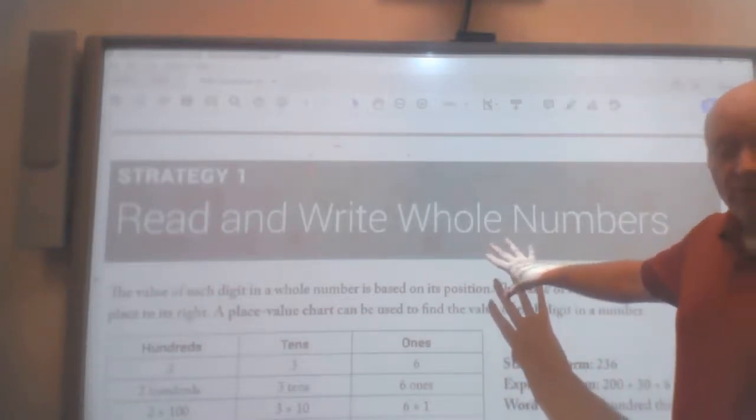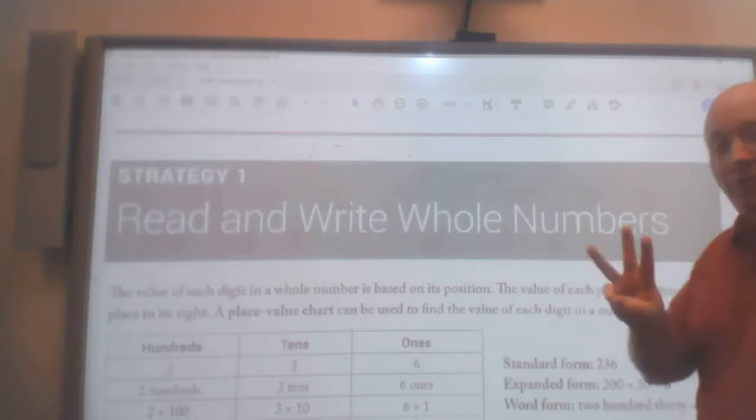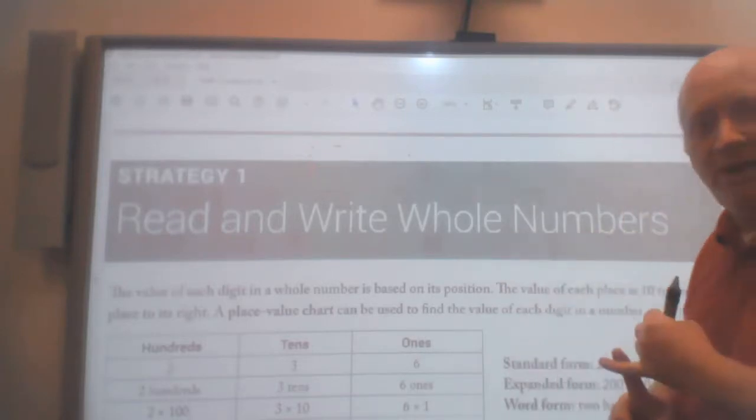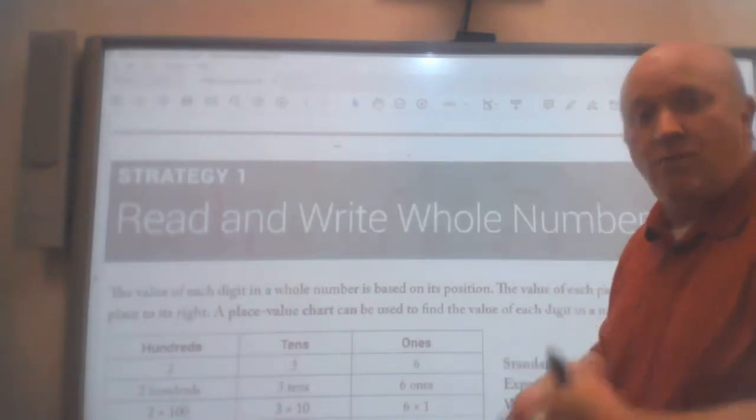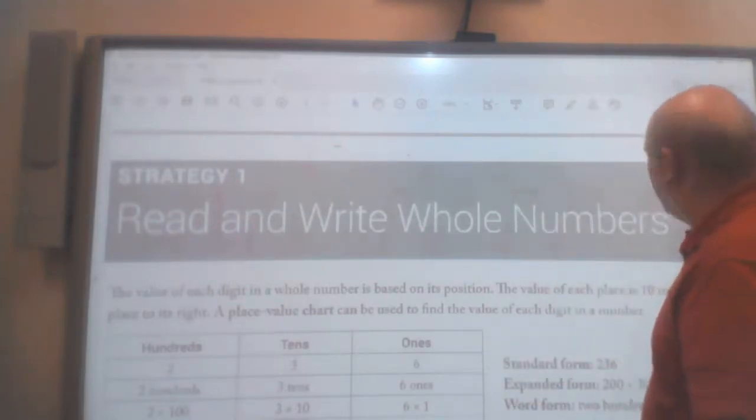Reading and writing numbers. There's three ways we can read and write numbers. We can read it in expanded form, standard form, or word form. And we're going to look at the three today.